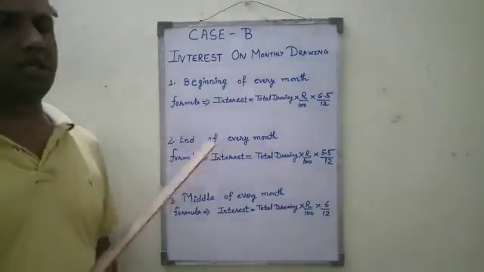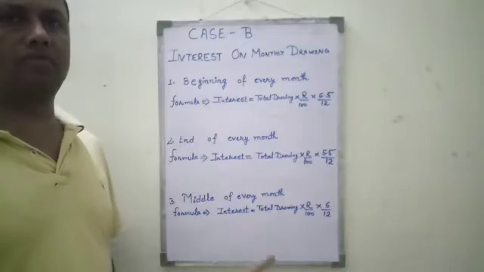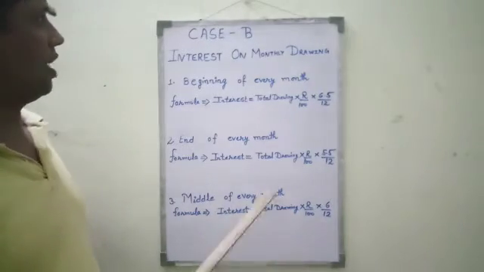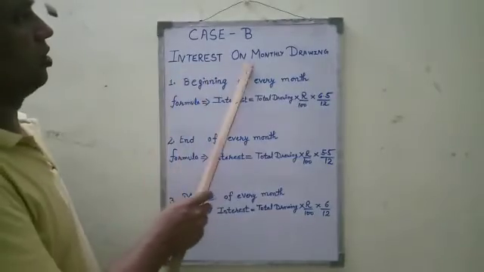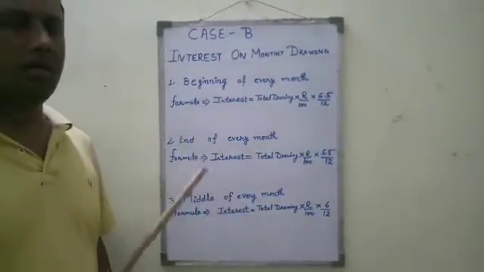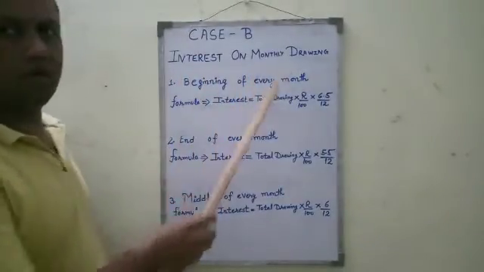Before this we have to start the interest on drawing for product method. So after that we start the interest on drawing on monthly drawing. This is very important while we are solving the admission question. So, interest on monthly drawing.